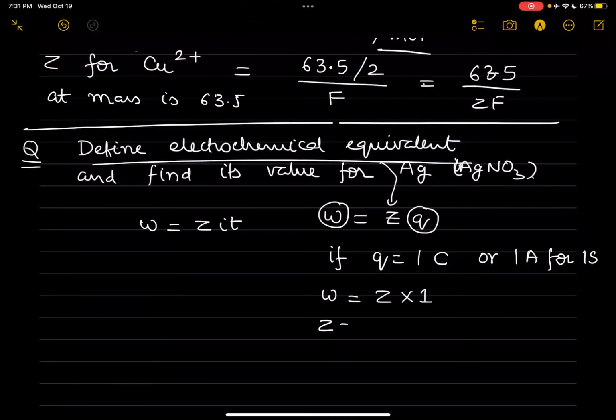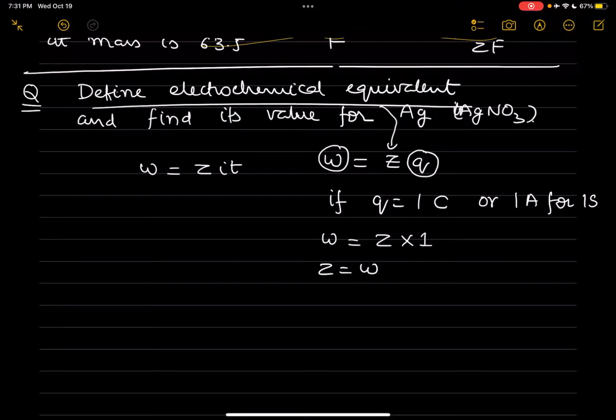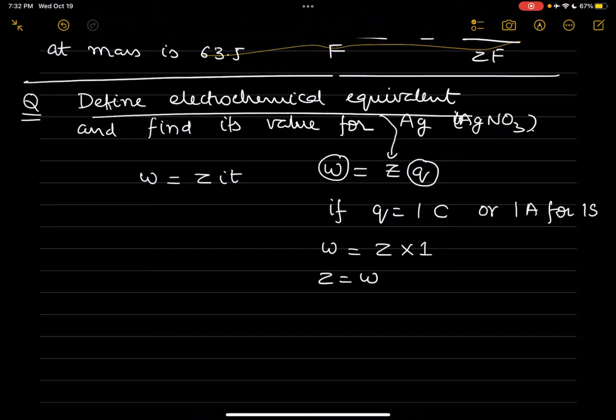Now we can write the definition. Getting it? So what is electrochemical equivalent? Electrochemical equivalent is the amount of substance deposited when 1 coulomb of electricity is passed through the solution. Clear?